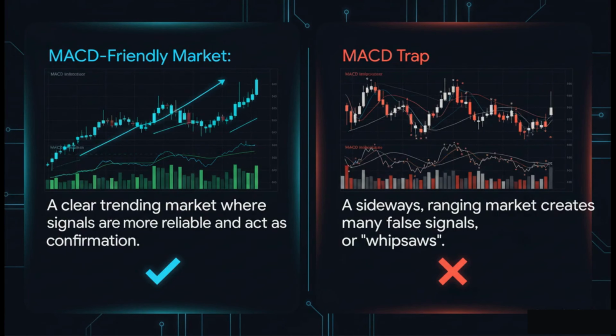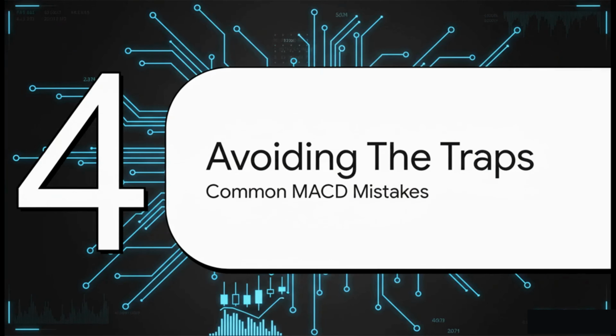Okay, this might be the most important slide in this entire explainer. MACD is a trend-following tool. It absolutely shines when the market is moving with clear direction. That is an MACD-friendly market. The MACD trap, on the other hand, is a sideways, choppy, ranging market where price is going nowhere. In that environment, this indicator will give you one false signal after another, just bleeding your account dry. Context is everything. So, knowing the right context is the key to avoiding the traps.